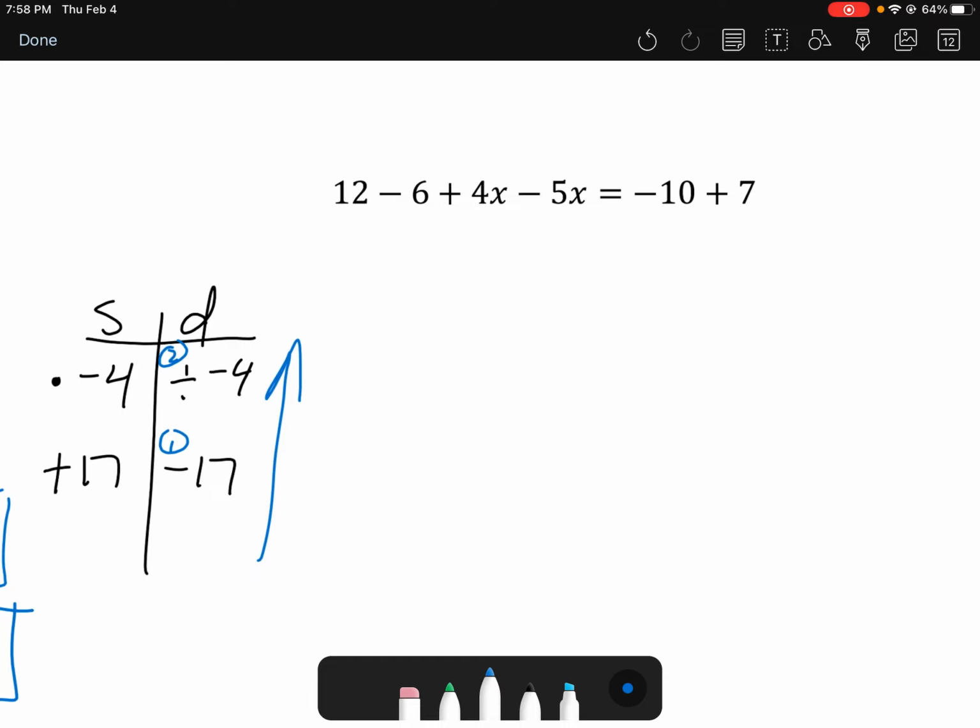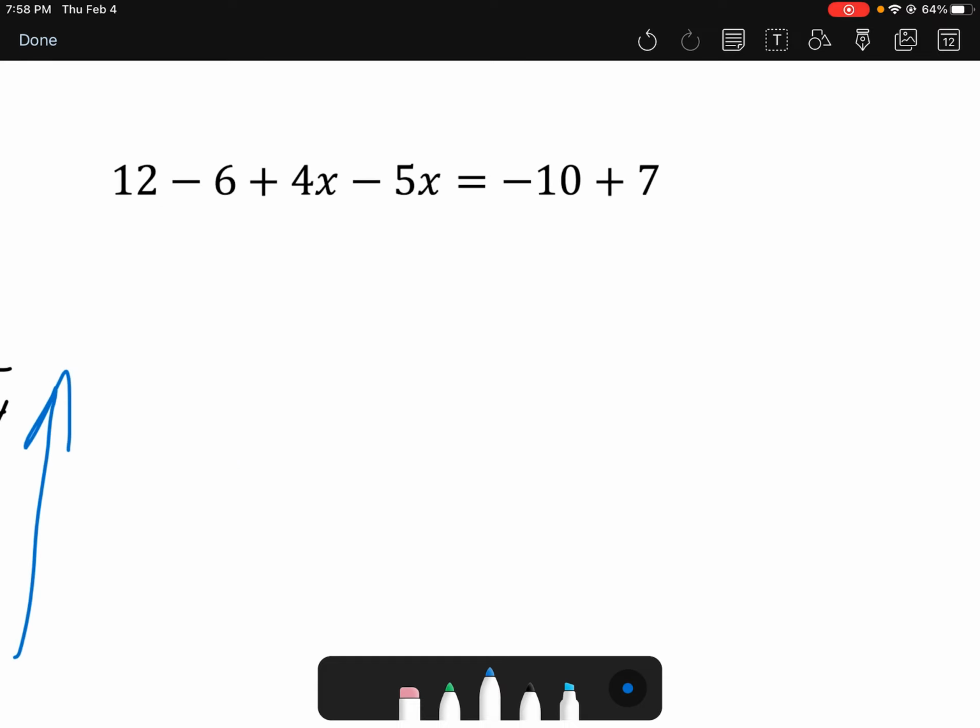Okay. Try this one out on your own, and we will go over it together next time in class. If you have any questions, please let me know.